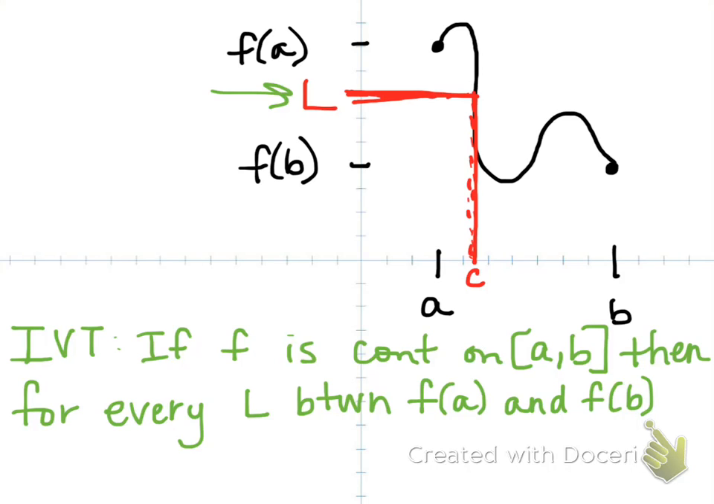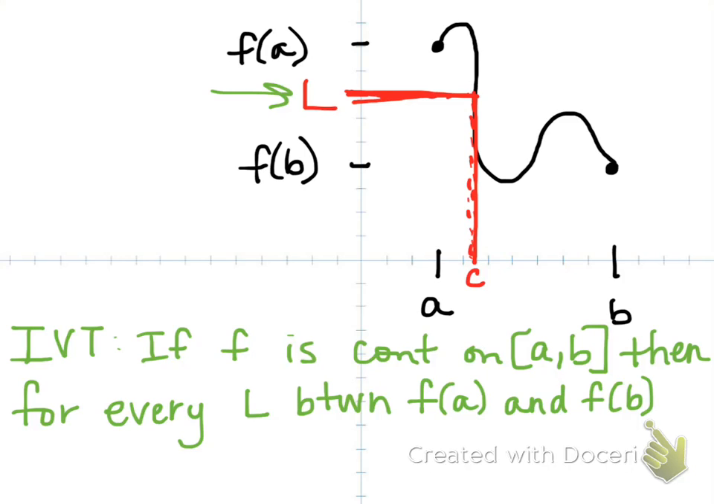And I have to say it this way because I don't know if f of a is bigger than f of b or f of b is bigger than f of a. I could have had the reverse, so I can't use interval notation here because I don't know which one's smaller and which one's bigger. I can't use inequality signs because I don't know which one's bigger and which one's smaller.